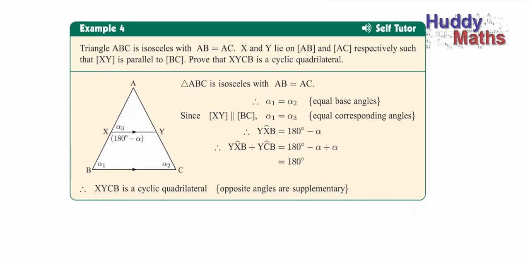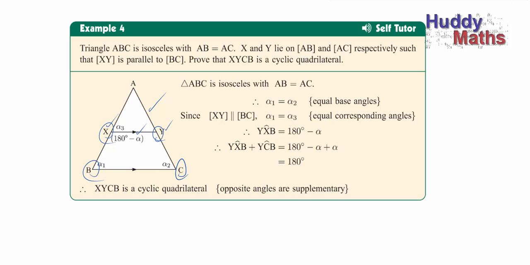So here's one. Triangle ABC is isosceles, so we've got that down there, with AB equals AC, and Y and X, there they are, lie on AB and AC, such that XY is parallel to BC. Now, we've seen this theorem before. Prove that XYCB is cyclic. So you can put a circle through these 4 points. That's what we're trying to say.